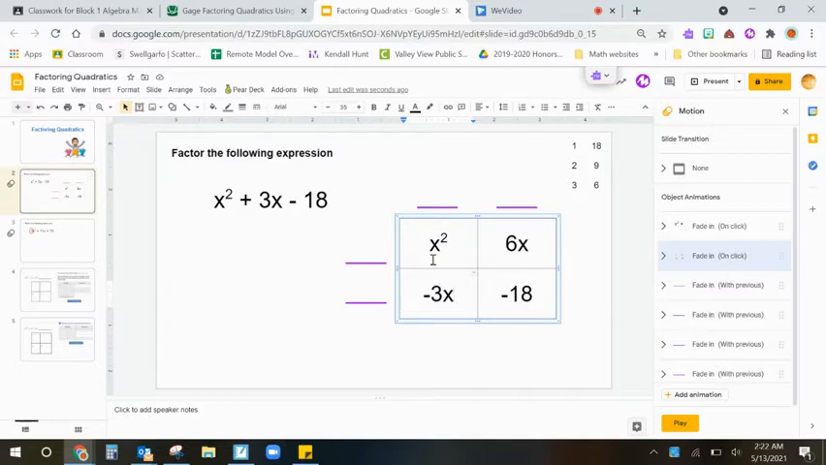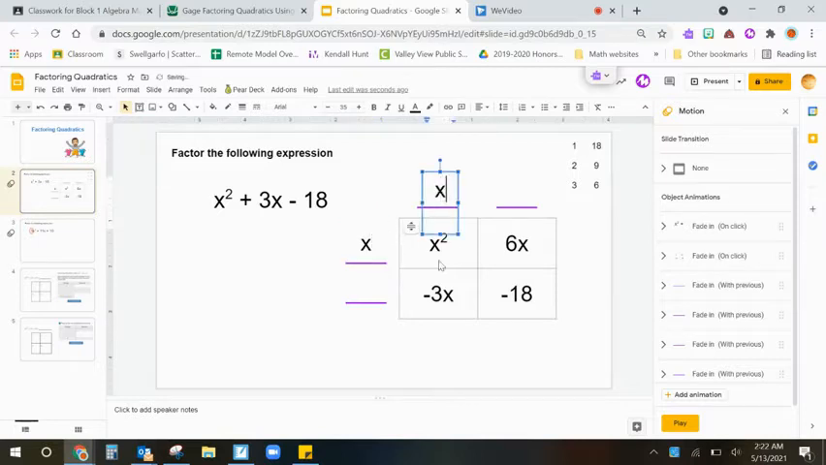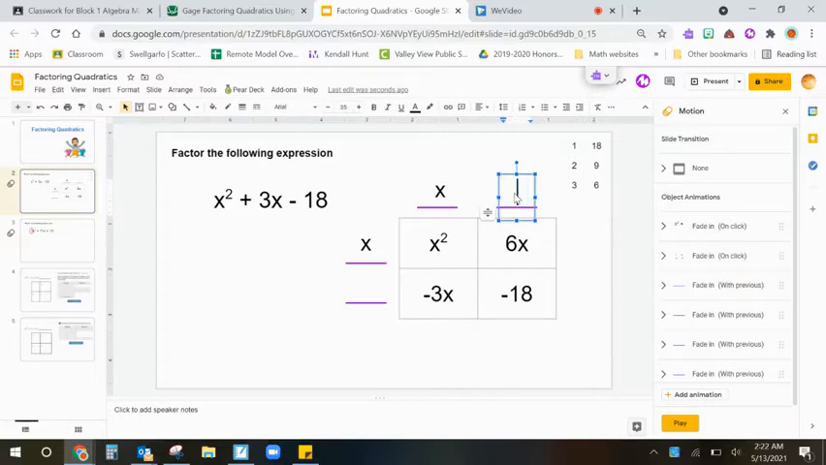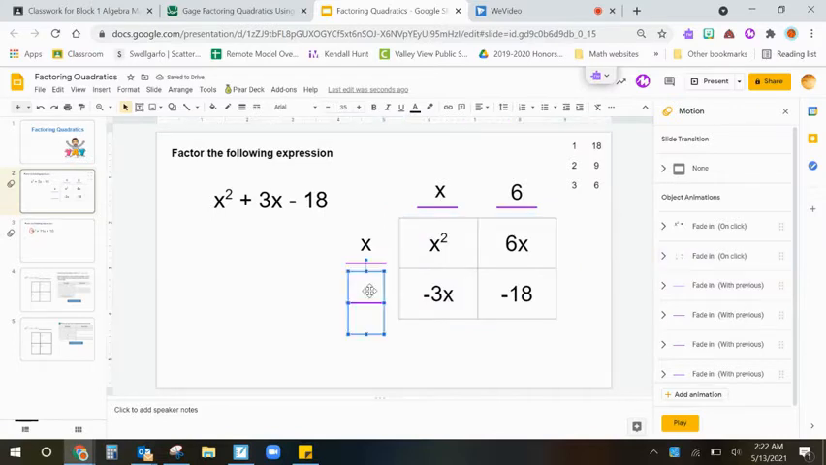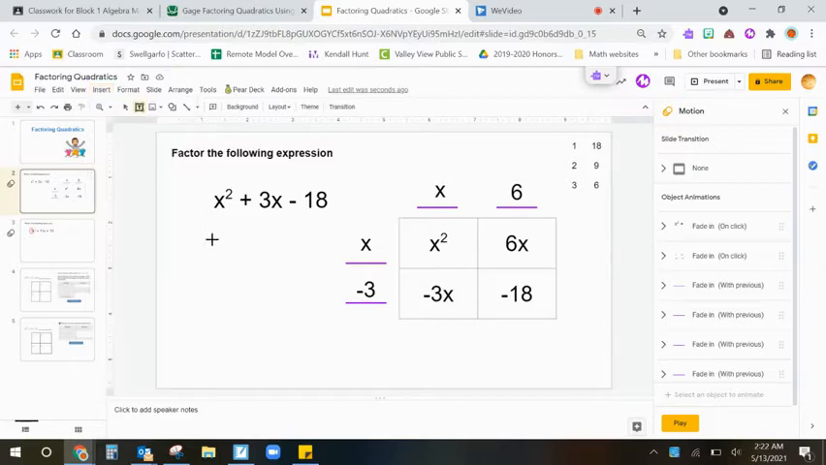Now what we want to do is fill in the outside to make sure that that works. What times what will give me x squared? We would put x here, and we would put x here. That'll give me x squared. Now, x times what will give me 6x? 6. So I would put that here. And then if I do the side, x times what will give me negative 3x? Negative 3. And then I know that my answer is going to be (x + 6)(x - 3). I'll go ahead and write that in here.